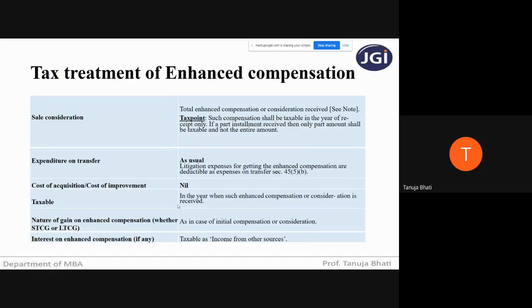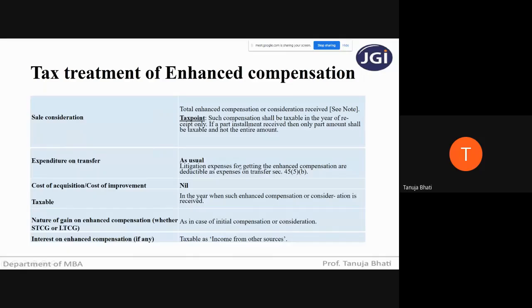Indexation: there is no question of indexation because cost of acquisition and improvement, anyways you have to take as nil. Interest on enhanced compensation: suppose because they are giving you enhanced compensation, extra compensation, a little late, they may give you interest. So such interest on enhanced compensation will not be taxable under the head capital gains. It will be taxable under the head income from other sources.